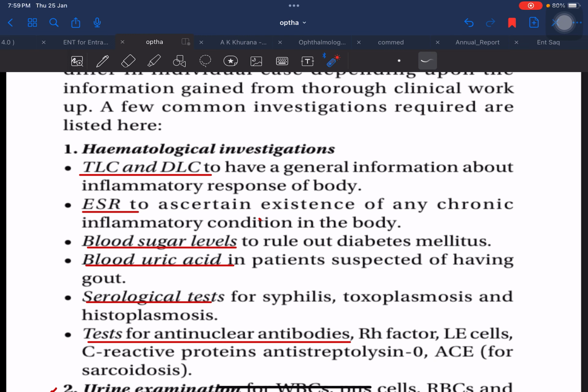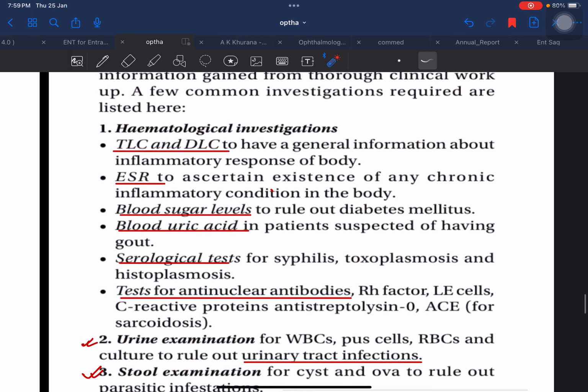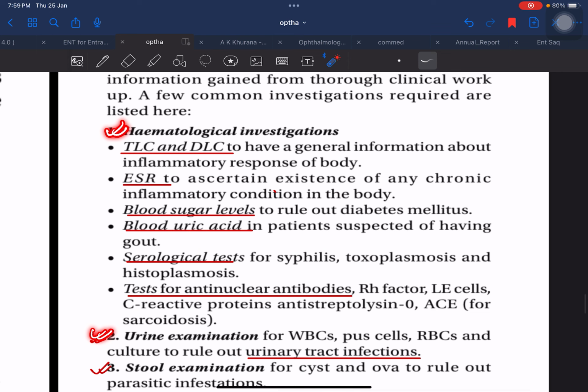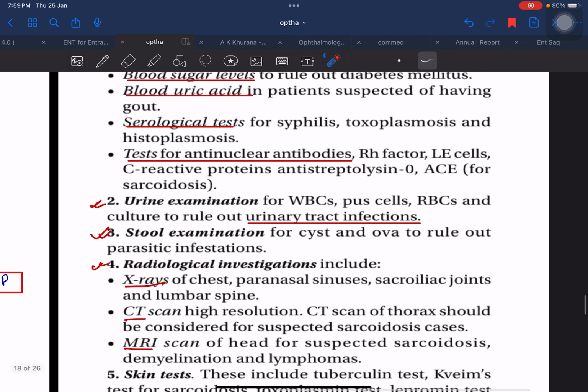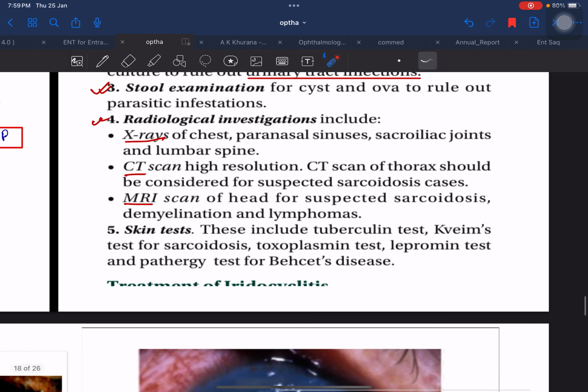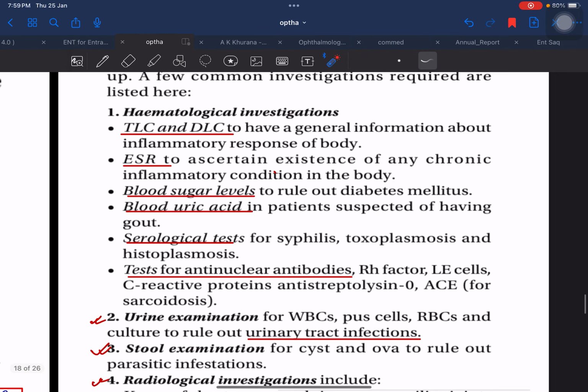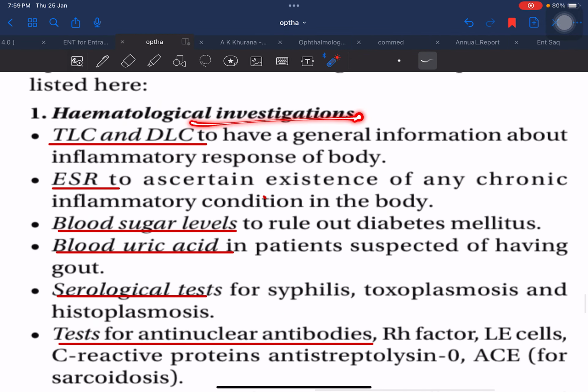What are the investigations that we send? We send hematological investigations, urine examination, stool examination, similarly radiological investigations and skin tests. Now these have their own significance. Like hematological investigations, what do we send?